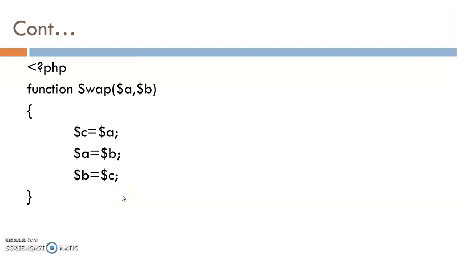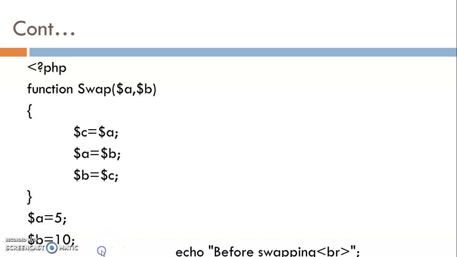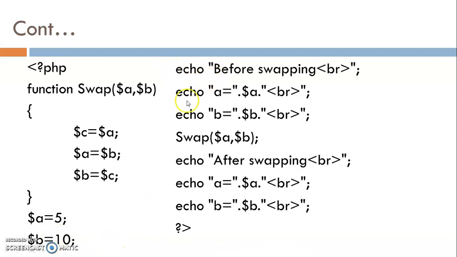Okay. Now after declaring this function, the creation of this function swap, I write a PHP script with a declaration of two variables $a and $b. Then I write the first statement, an echo statement, before swapping the values of the a and b variables. So I write here echo a equal to $a and b equal to $b.